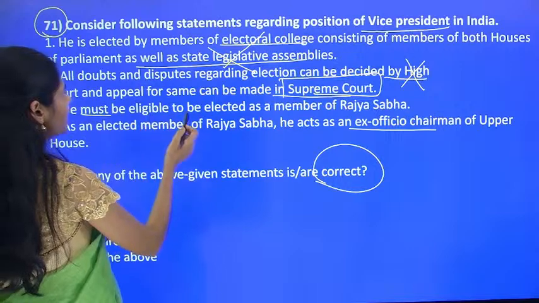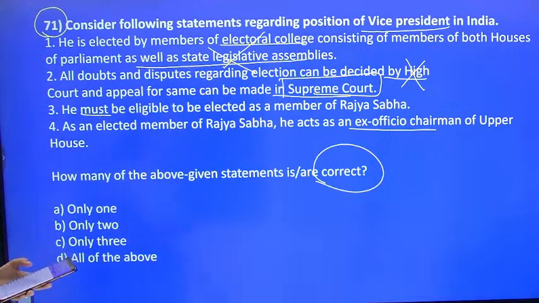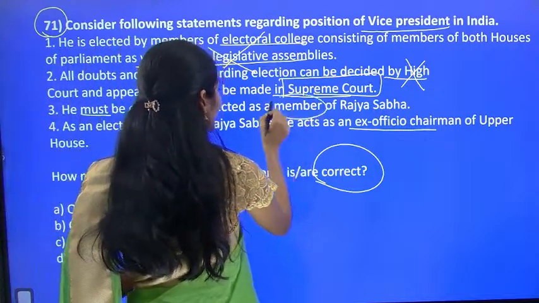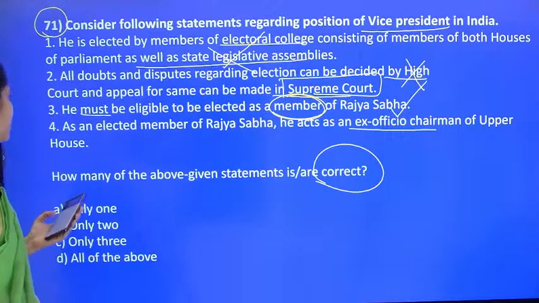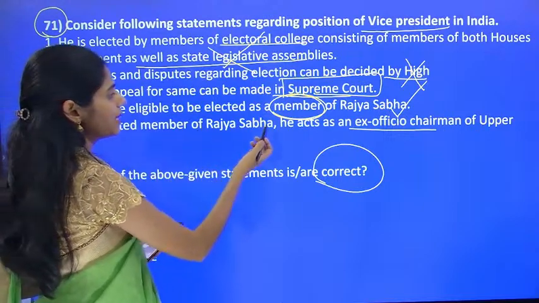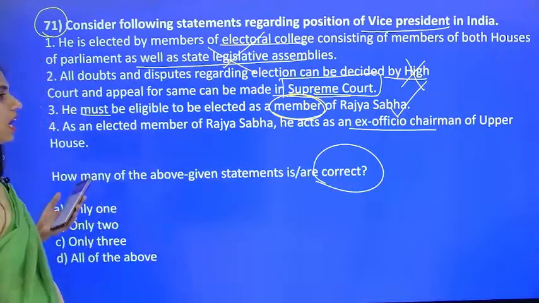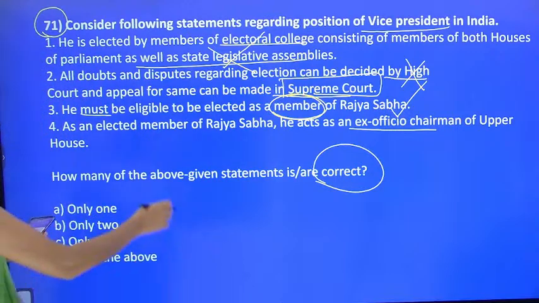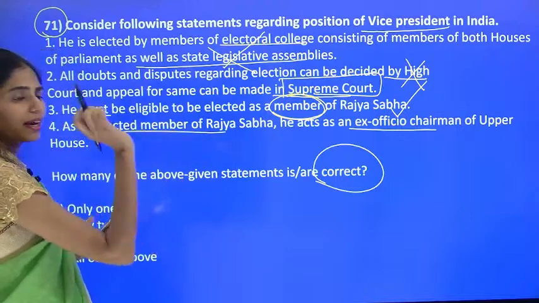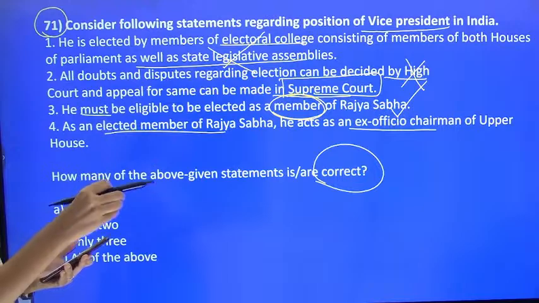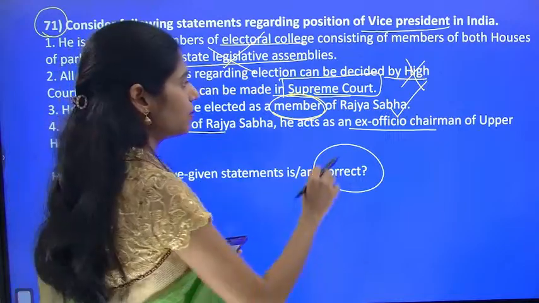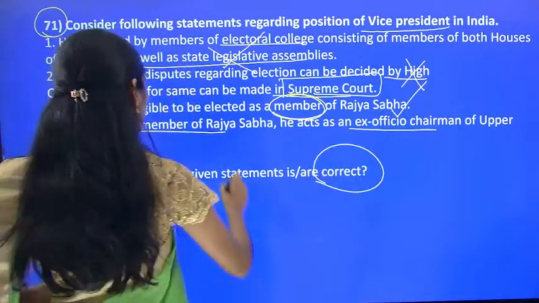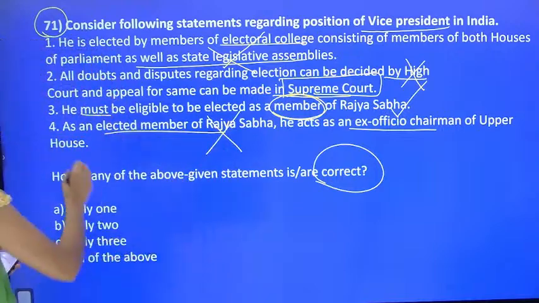The next one is, he must be eligible to be elected as member of Rajya Sabha, because he will be the ex officio chairman of the upper house. So he should satisfy the eligibility criteria of Rajya Sabha. This is absolutely correct. The fourth one says as an elected member of Rajya Sabha, he acts as ex officio chairman, but he is not an elected member of Rajya Sabha at all. Even so, as Vice President his work is ex officio. Ex officio means whoever holds the post of Vice President will act as chairman of Rajya Sabha. So this statement is incorrect. Only the third statement is correct.